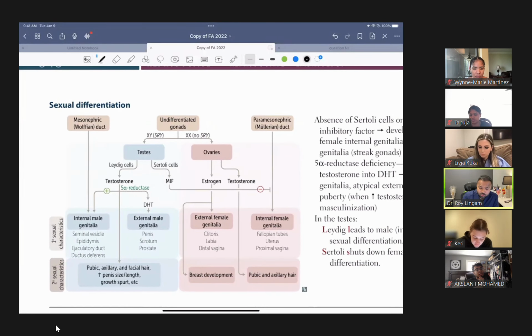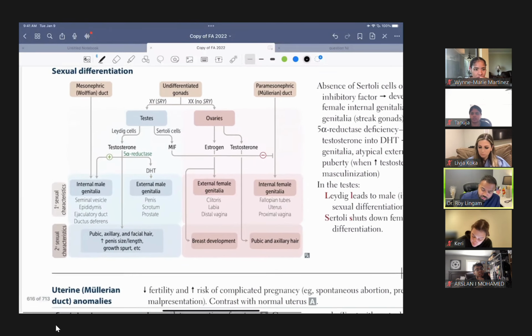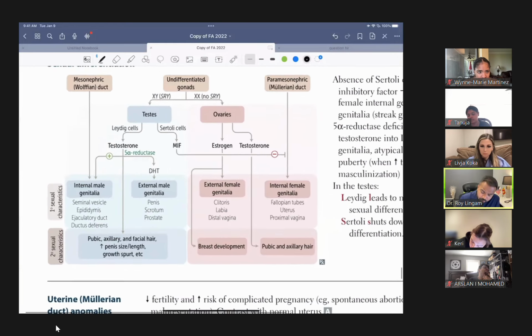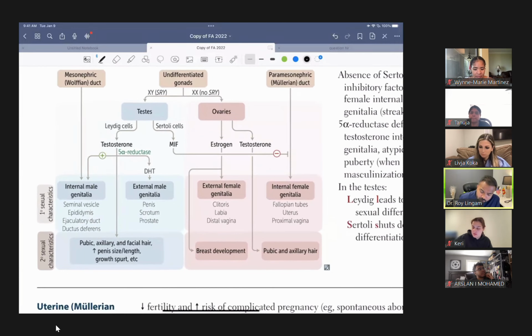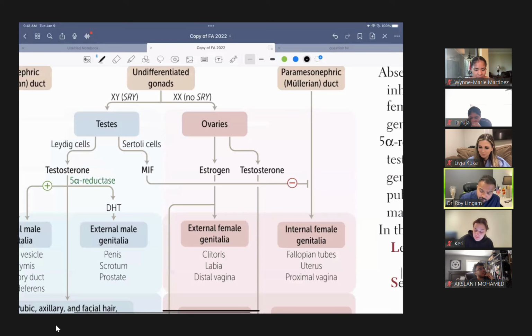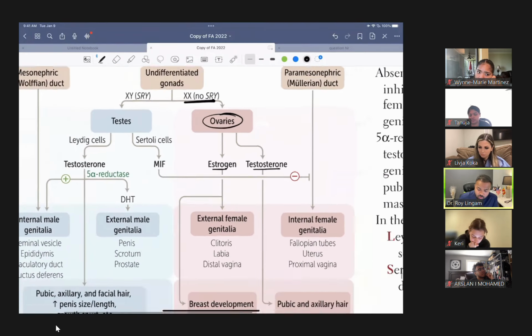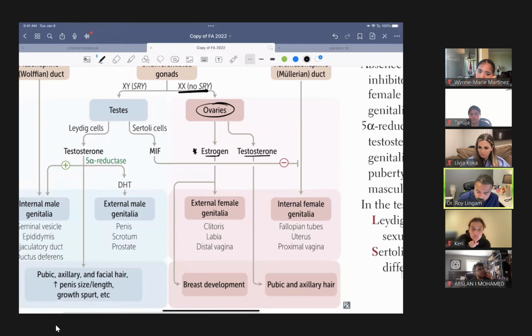Now, sexual differentiation, folks. This is a very important chart. If you understand this chart, a lot of reproductive makes easy sense. Let's start with XX. When you see XX, they have ovary. Ovary produces estrogen and testosterone. Here, the most important is estrogen. So you should know, without ovary, there is no estrogen. It's important. Ovary produces estrogen.